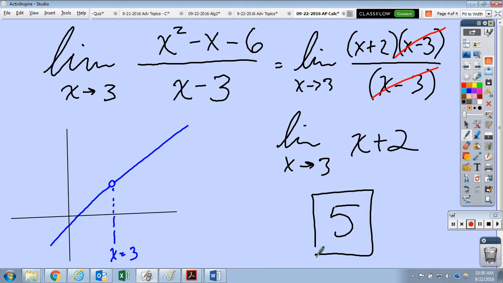And that means that the hole is at 5, right? No, the hole would be at x equals 3. Right, but (3, 5) would be the coordinates of the hole.